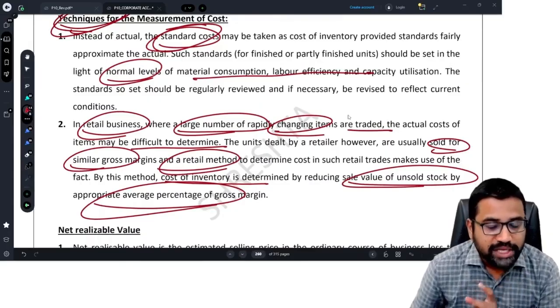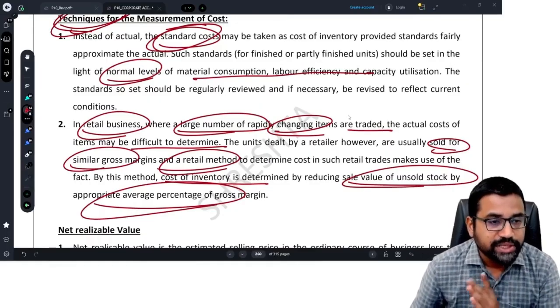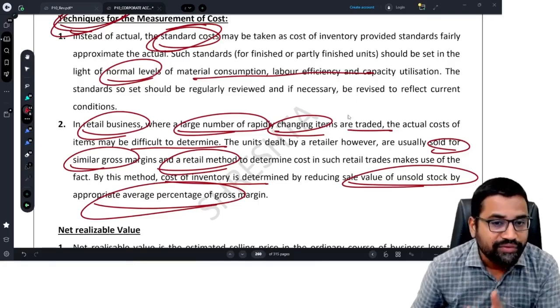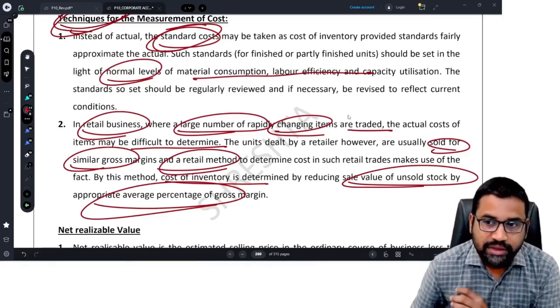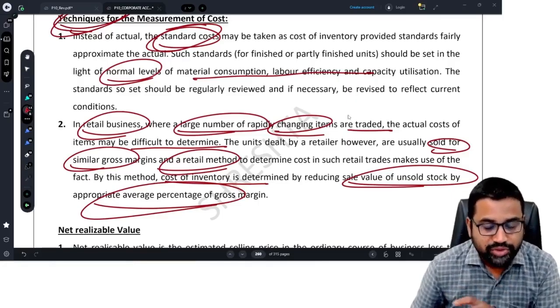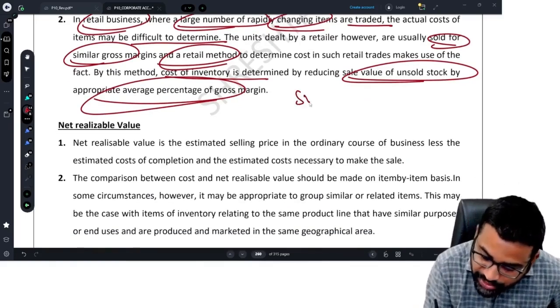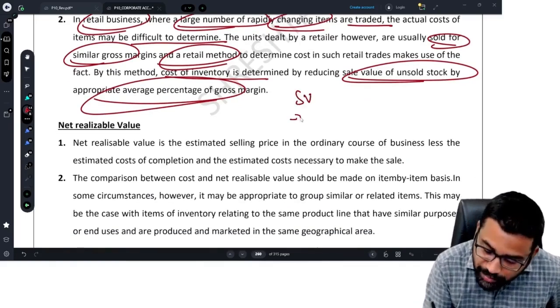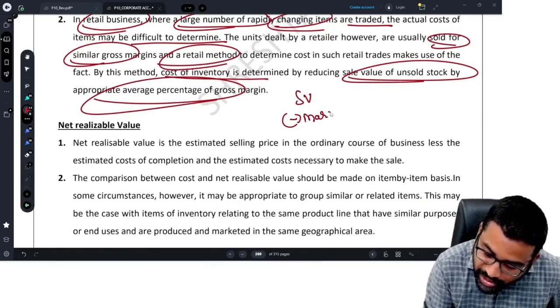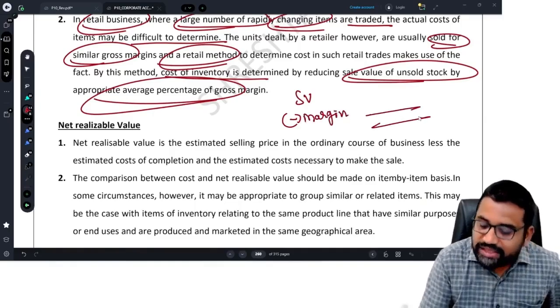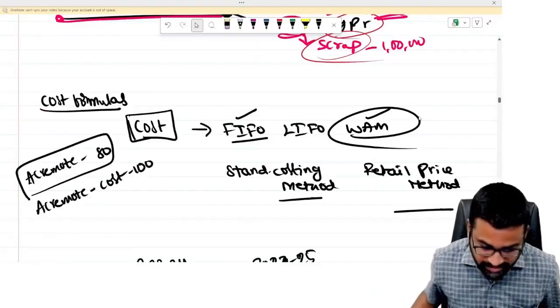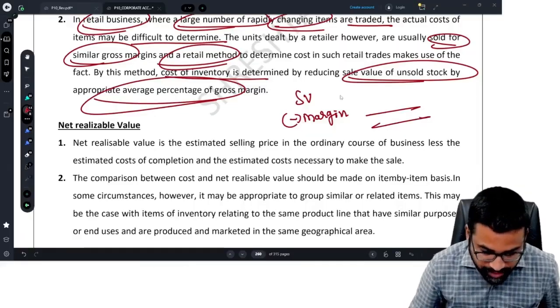Out of this, the retail price method is important. The retail price method is followed when you are dealing in a large number of rapidly changing items which have a similar margin. In the retail price method, first you take the sale value of the unsold items and reduce the gross margin. Then you will get the cost of inventory. Okay, cost of inventory.